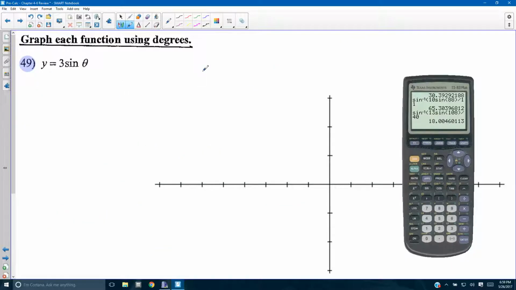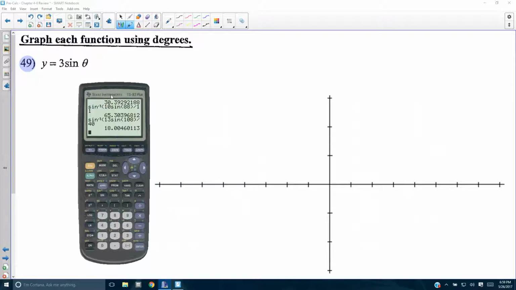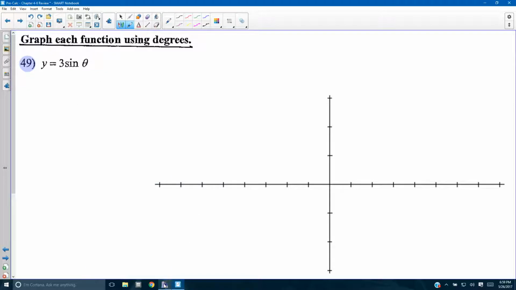Number 49, graph the function using degrees. Okay, I'm going to hide the calculator now. They're saying using degrees, so I'm going to use degrees. I'm not used to using them here, but when I use radians, normally I go in terms of pi over 2, pi, 3 pi over 2, 2 pi. So, 45, I got it wrong already. 90, 180, 270, 360, stuff like that.